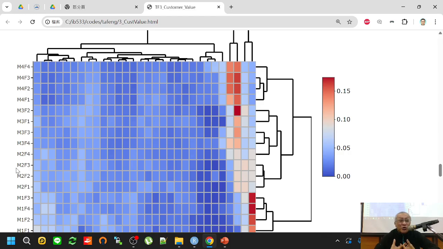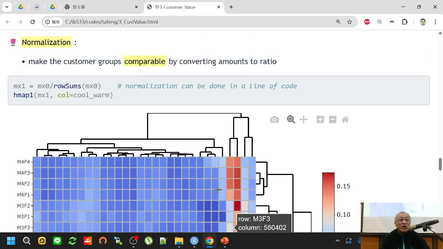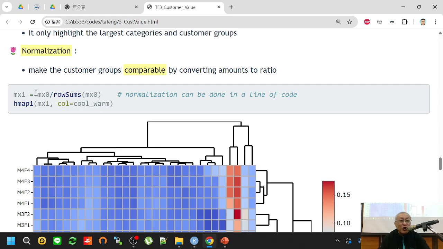This is what we want to know. We want to know how the buying behavior varies among different customer groups, right? So this is the way to do it, okay? You need to do a normalization, and the code is actually very short, right?